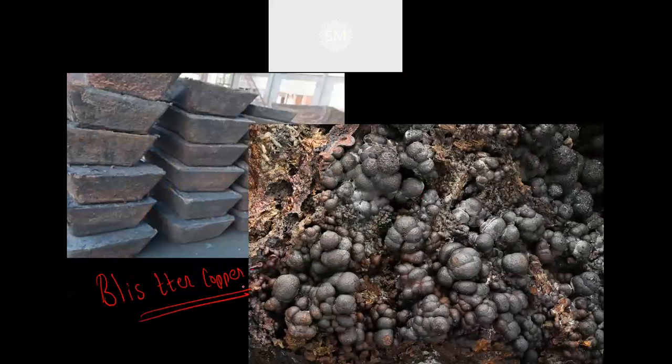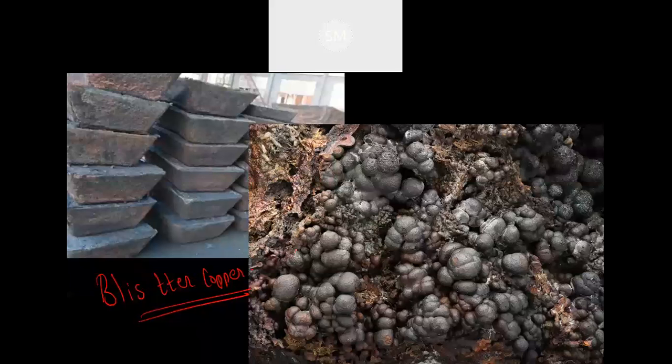Those blisters are formed because of the evolution of sulfur dioxide gas, which I'll explain to you. So this was just a gist to give you what is happening. Now let's go with the equation. Initially, when you are taking copper pyrite, let me go with the equation.